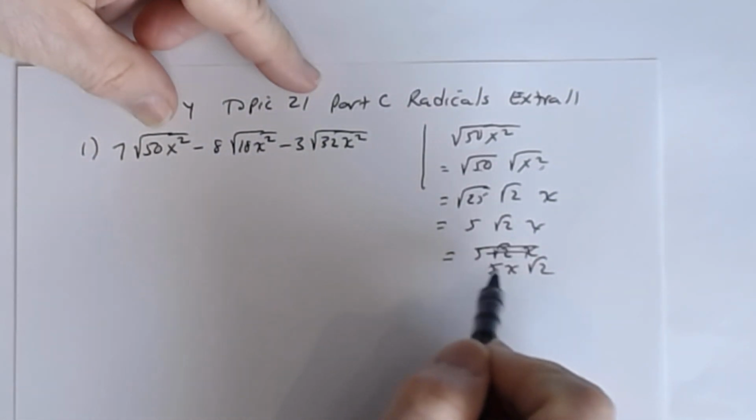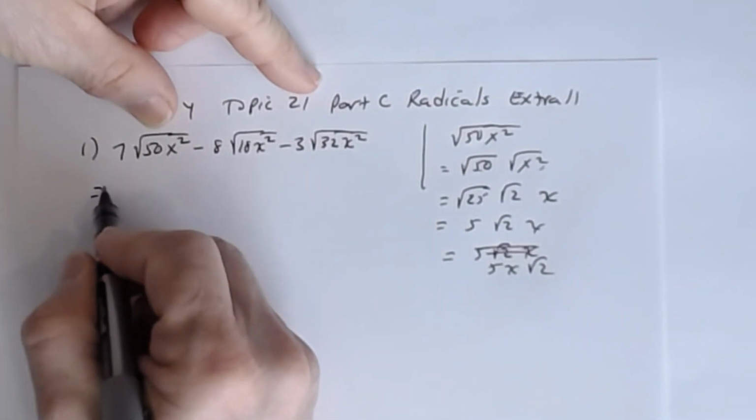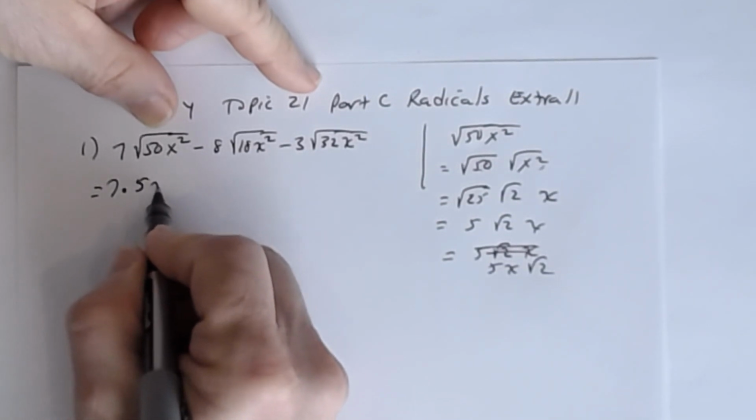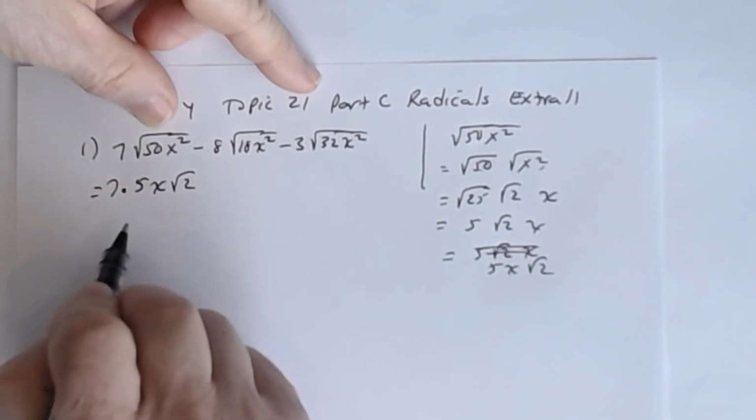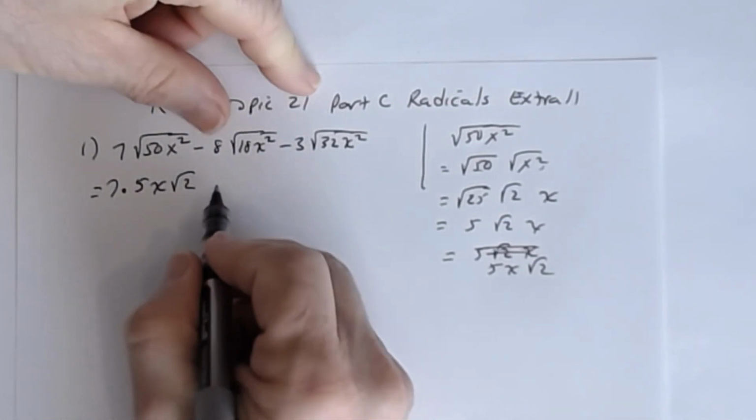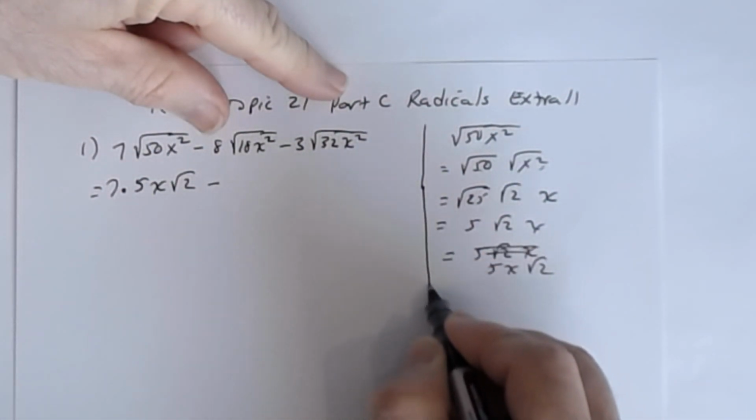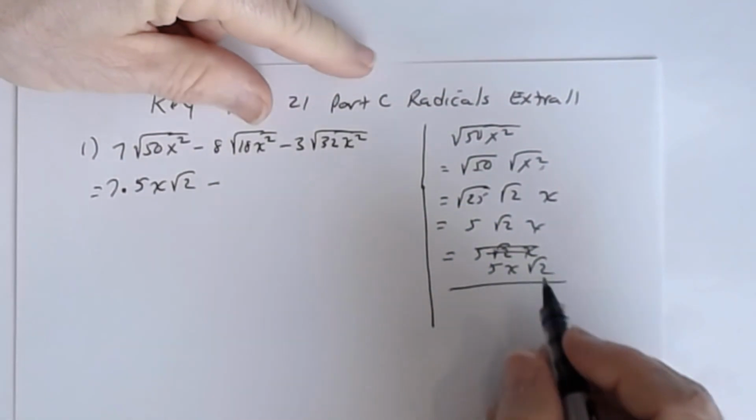But don't forget, this is being multiplied by 7. So you're going to say 7 times 5x square root of 2. That's the work you're going to show right here. Minus, and then you do the same thing for the other one. Okay, so let's do the next one.